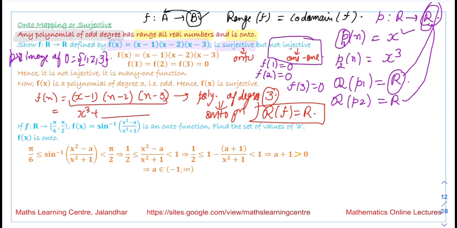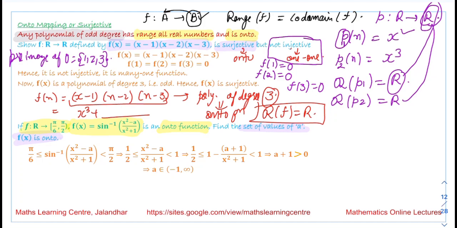Next, we are given a function f defined from R to the interval [-π/6, π/2), and the function f(x) is defined as sin⁻¹((x² - a)/(x² + 1)). It is given that it is an onto function, and we have to find all the values of a for which f(x) is onto.